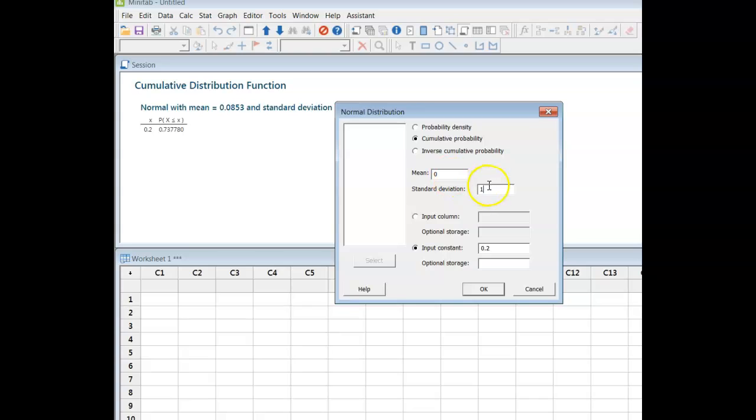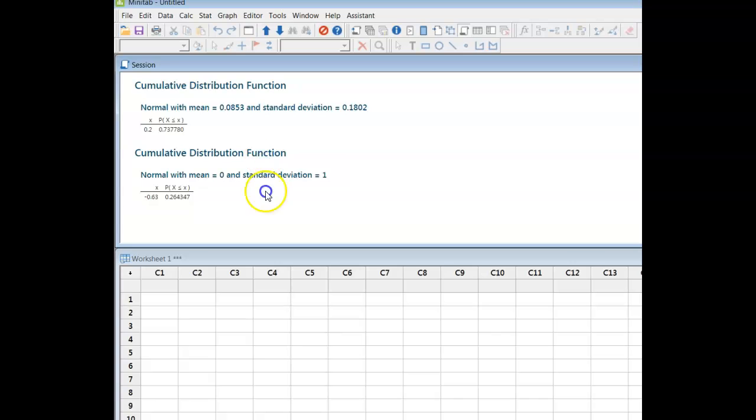where the mean is 0 and the standard deviation is 1. And in this problem, we are being asked to find the area under the standard normal curve to the left of a z-score of negative 0.63. So I say OK to that, and I'll write here's my area, 0.2643.